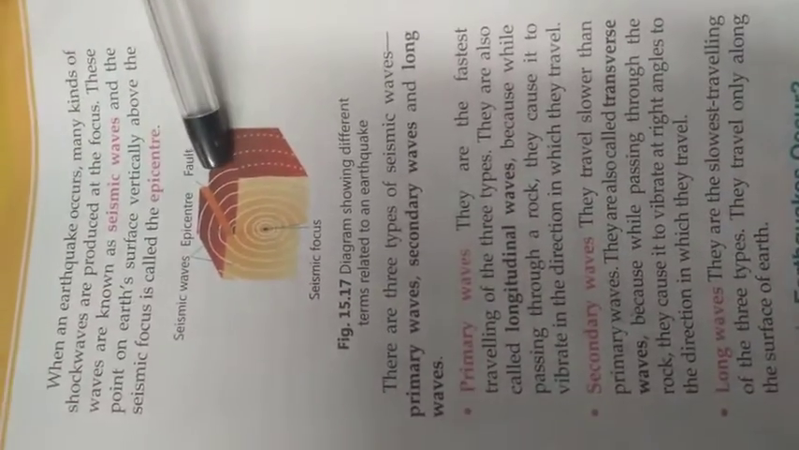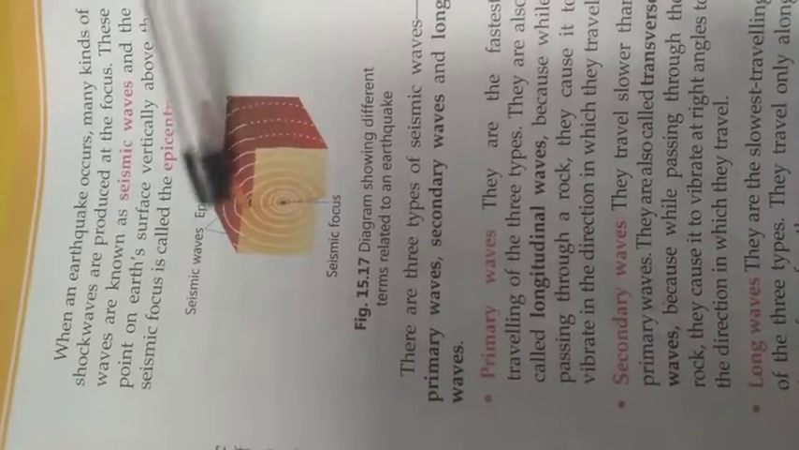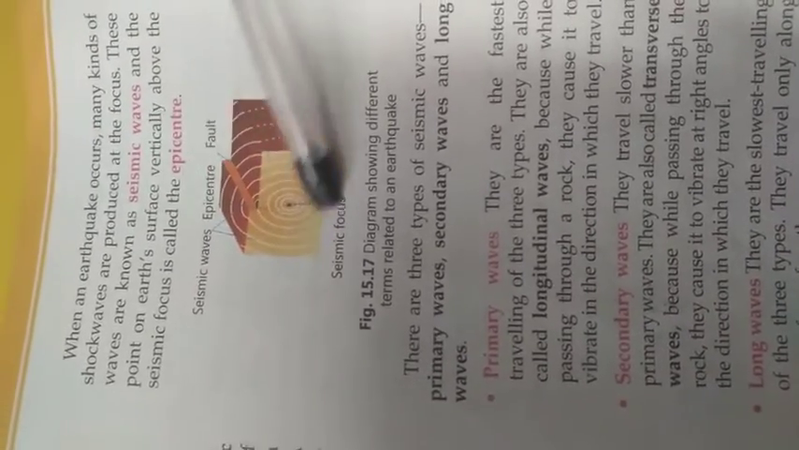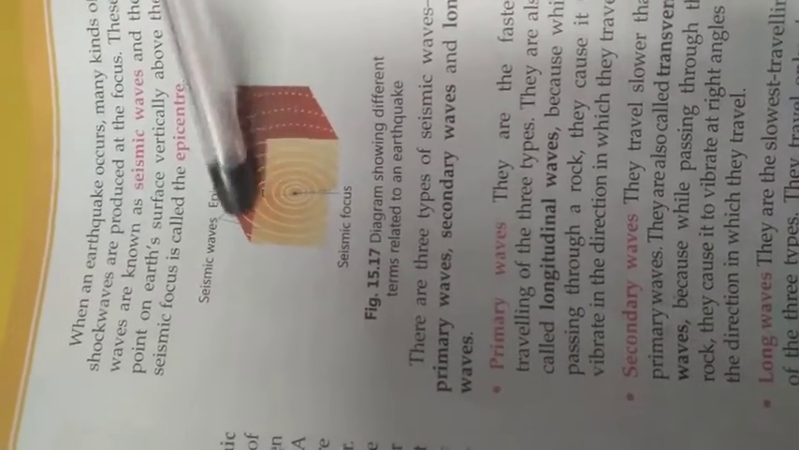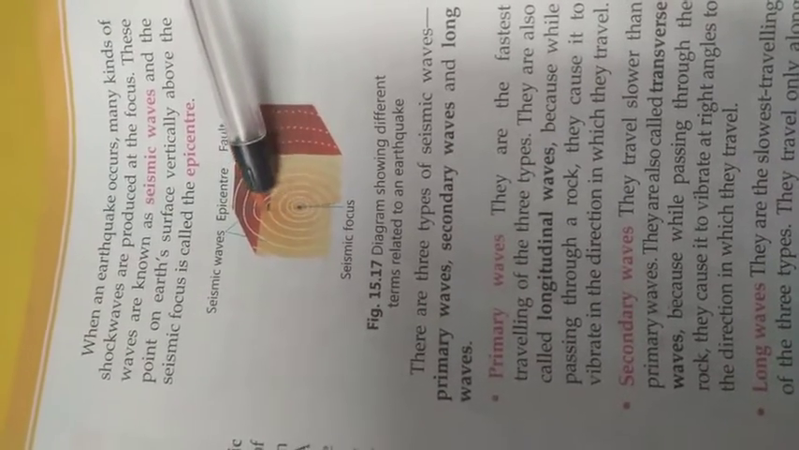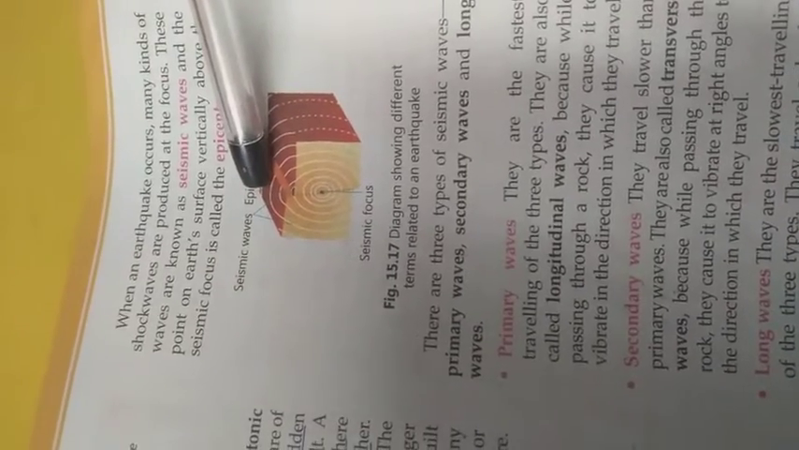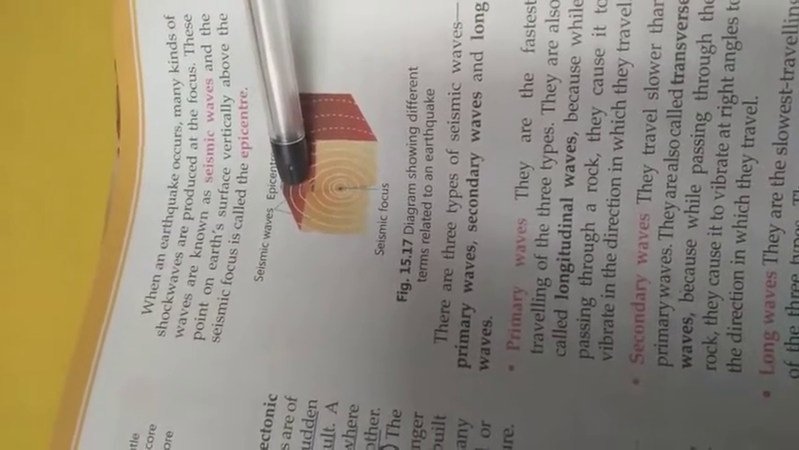Now, when an earthquake occurs, many kinds of shock waves are produced at the focus. From the point of seismic focus, many shock waves are produced. These waves are known as seismic waves. This point is known as the seismic focus, and the waves that arise from there are known as seismic waves. And the point on Earth's surface vertically above the seismic focus is called the epicenter.